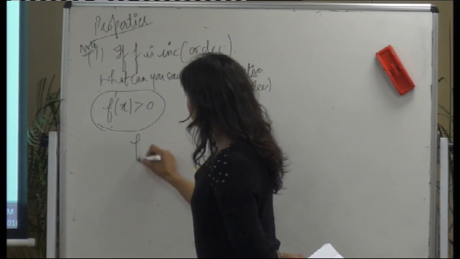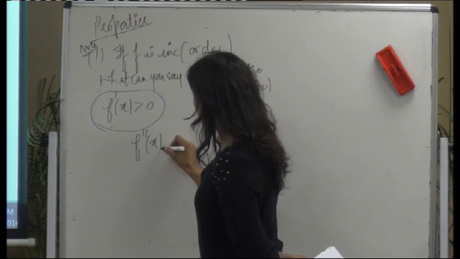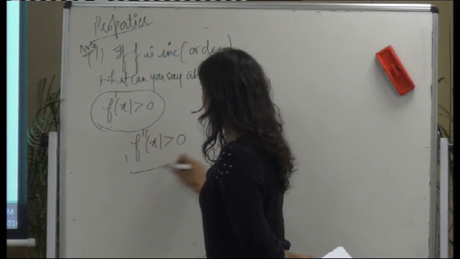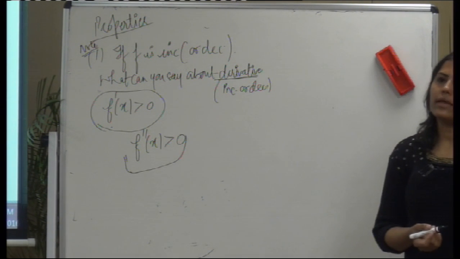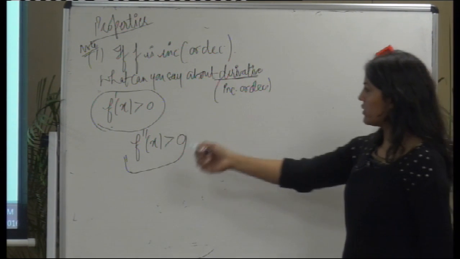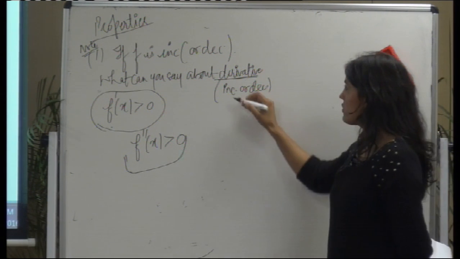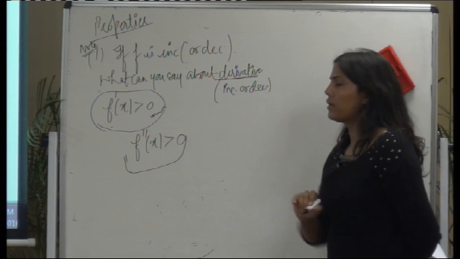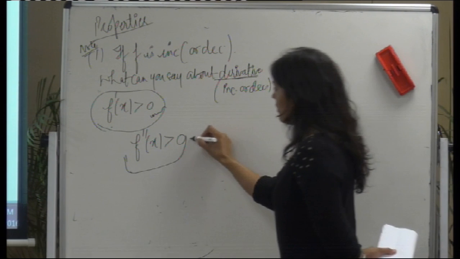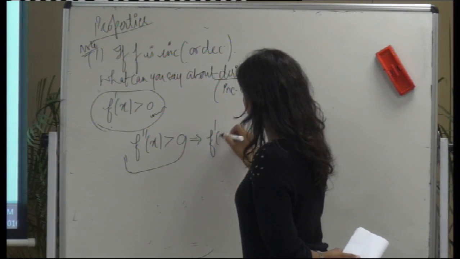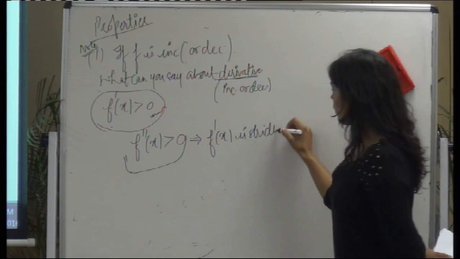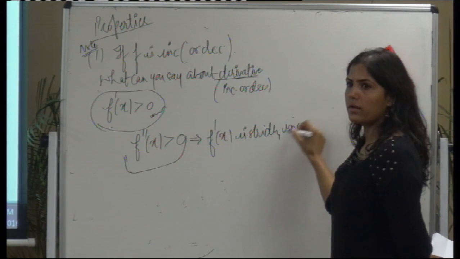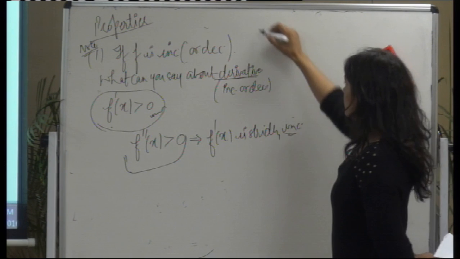Now, but if you know for the same function that the double derivative is greater than 0, now what can you say about the derivative? Now you can say. How many got to know? Is this okay? So this is very clear now.